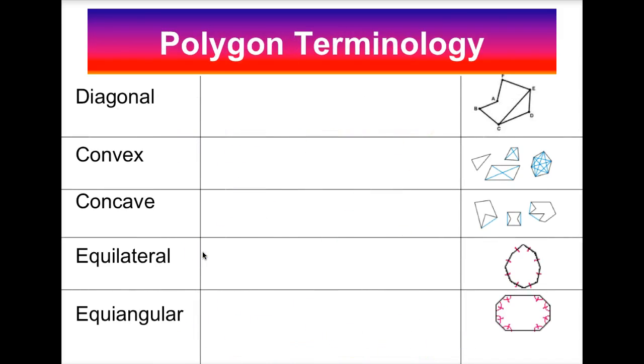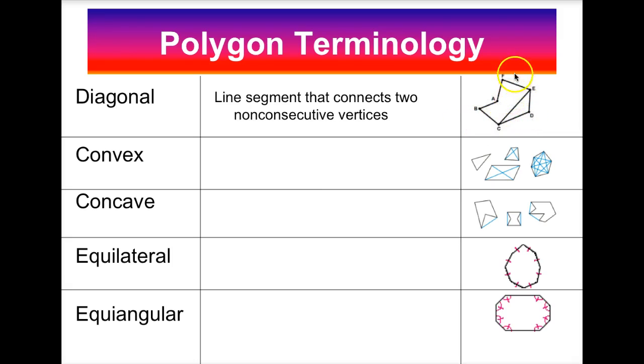Let's look at some terminology. What is a diagonal? Here's an image of what a diagonal looks like. It's a line segment that connects two non-consecutive vertices. Well, what is a consecutive vertex? A consecutive vertex means C and D, for example. They're right next to each other. If we connect C and D, we have a side. We don't have a diagonal.